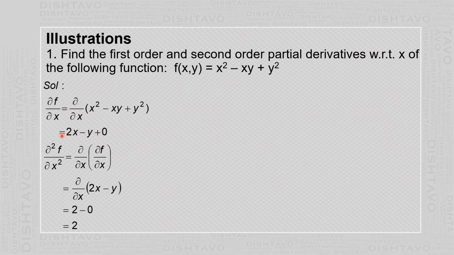Then what we have differentiated partially with respect to x, we again differentiate partially with respect to x, and that is dou by dou x of 2x minus y. So dou by dou x of 2x is 2 because dou x by dou x is 1, then y is a constant, so its partial derivative with respect to x is 0, that leads to 2.